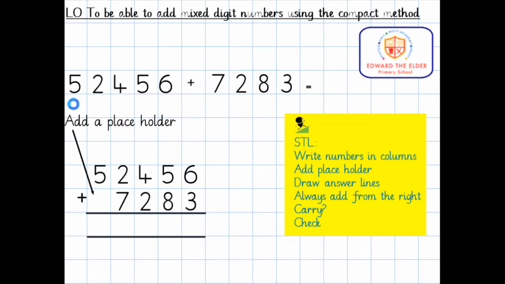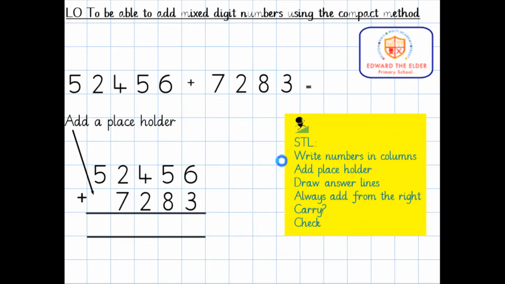Our number sentence is 52,456 add 7,283. We have our steps to learning here at the side to help us solve this calculation correctly.